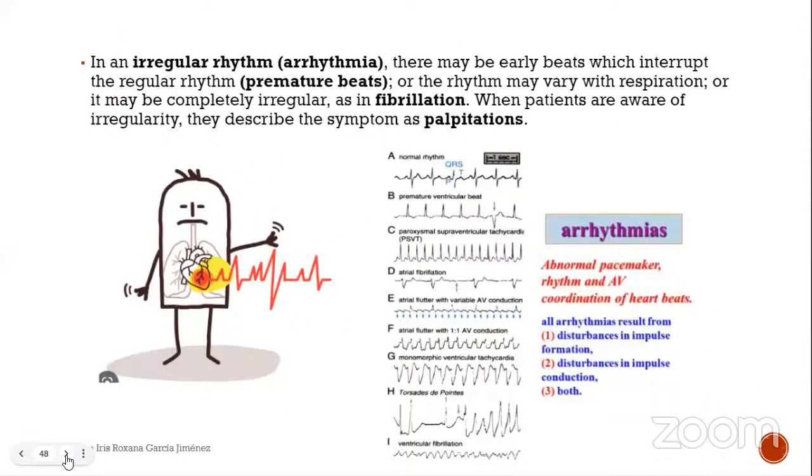In an irregular rhythm, arrhythmia, there may be early beats which interrupt the regular rhythm, premature beats, or the rhythm may vary with respiration, or it may be completely irregular as in fibrillation. When patients are aware of irregularity, they describe the symptom as palpitations. Okay, so let's take this into account.